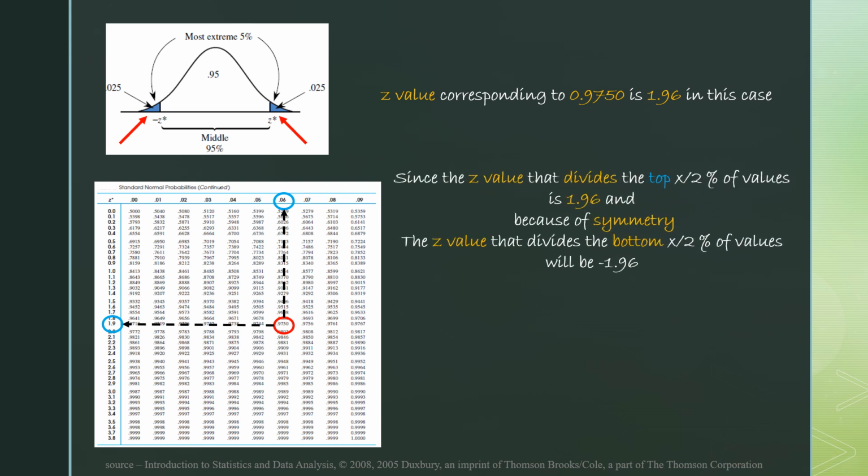Since the z value that divides the top x by 2% of the values is 1.96, and because of symmetry, the z value that divides the bottom x by 2% of values will be minus 1.96. Therefore, the z values that divide the extreme x%, that is 5% in this case, of values are minus 1.96 and plus 1.96.